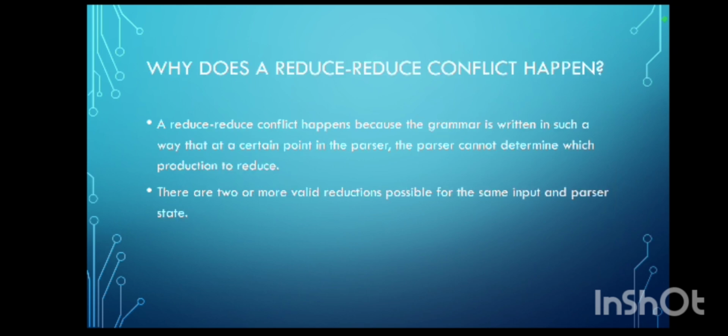Now, why does a reduce conflict happen? A reduce conflict happens because the grammar is written in such a way that at a certain point in the parser, it cannot determine which production to reduce. There are two or more valid reductions possible for the same input and parser state.